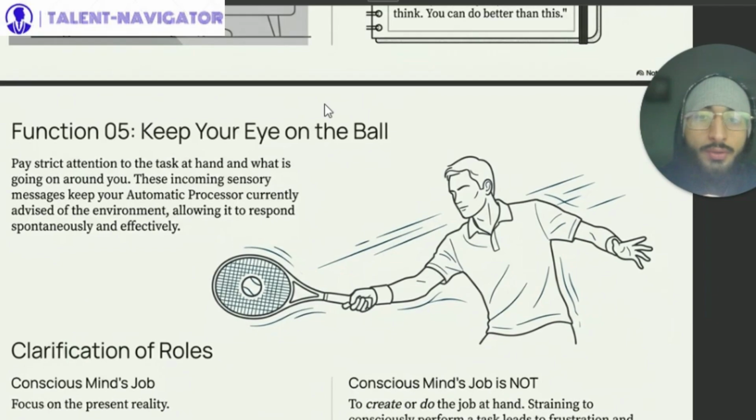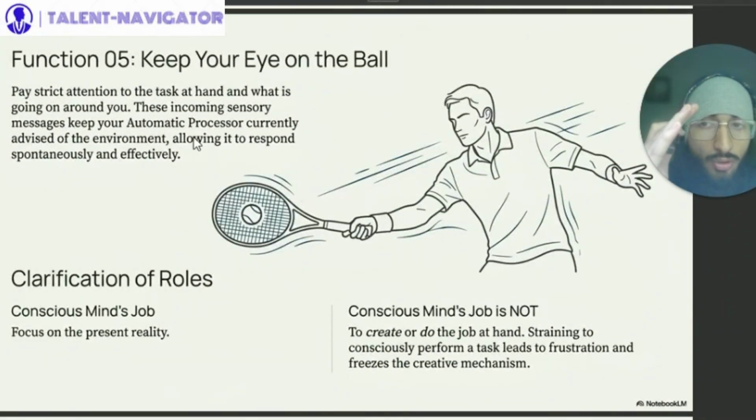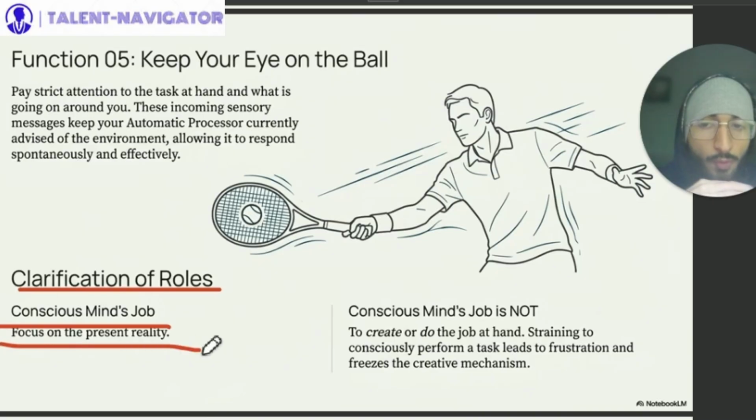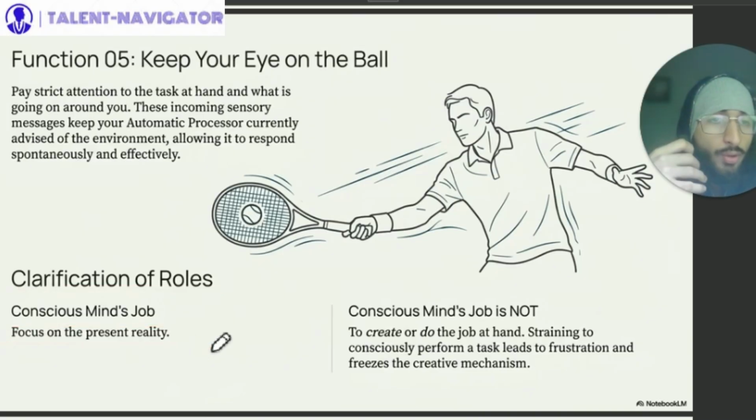Right? Moving on, function 5, keep your eye on the ball, that is, focus on the goal. Pay strict attention to the task at hand and what is going on around you. Have situational awareness as well. These incoming sensory messages keep your automatic processor currently advised to the environment, allowing it to respond spontaneously and effectively. Clarification of roles. The conscious mind's job is to focus on the present reality, not dwelling on the past or focusing on the future, which is not there.